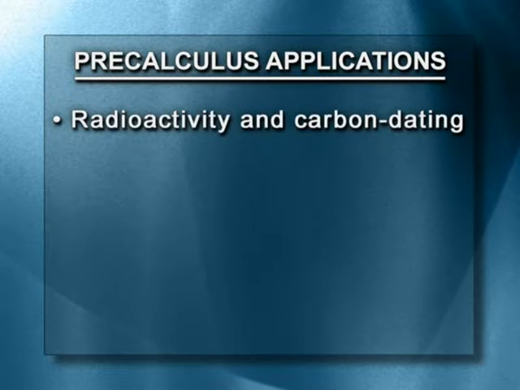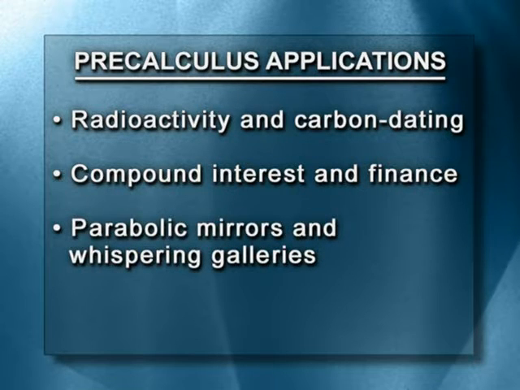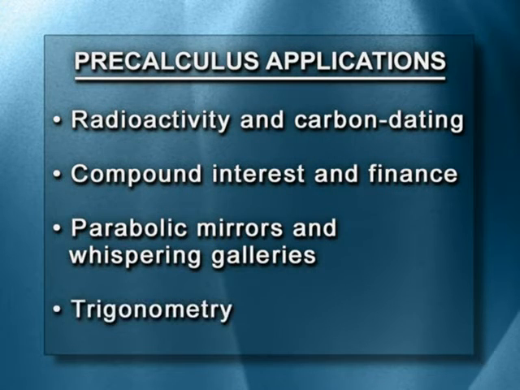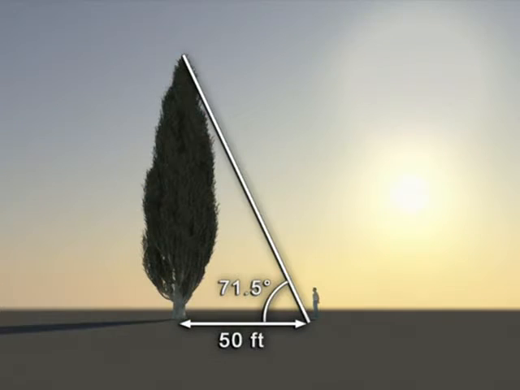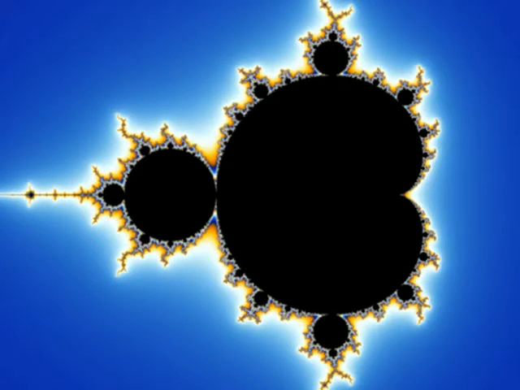We'll talk about radioactivity and carbon dating. In finance, compound interest. We'll see parabolic mirrors, reflecting mirrors, and we'll talk about something called whispering galleries. When we get into trigonometry, which is a big chunk of this course, we'll talk about how you would calculate the height of a tree, and we'll learn about harmonic motion. Early on in the course, when we study complex numbers, we'll see the beautiful fractals and the famous Mandelbrot set.